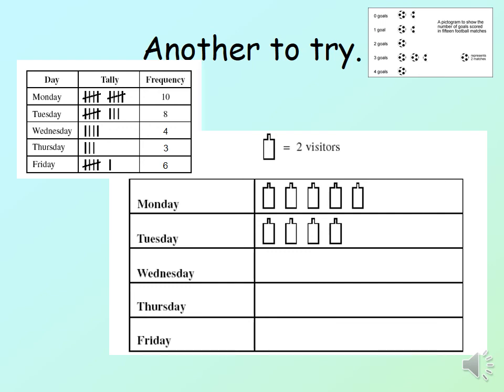Okay, so I'll go through what it should look like. So we've got Wednesday should be 4, so we've got 2 there, and we need another one there. That makes 4. For Thursday, what should it be? 3, so we need 1.5. Okay, and for Friday it is 6, therefore we need 3 of those. Okay, so it's as easy as that.